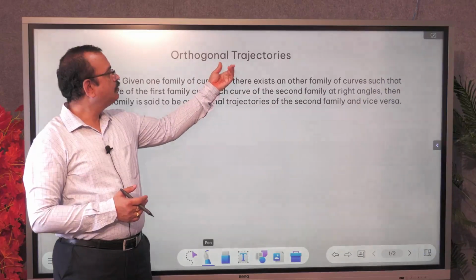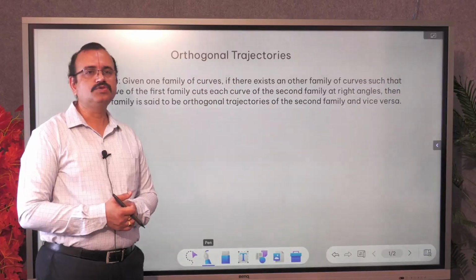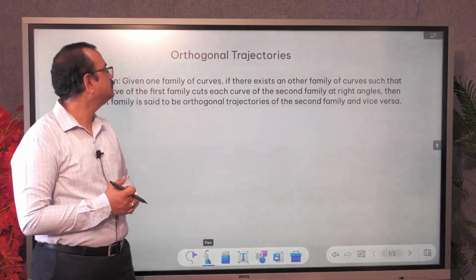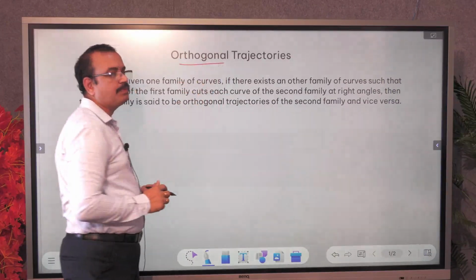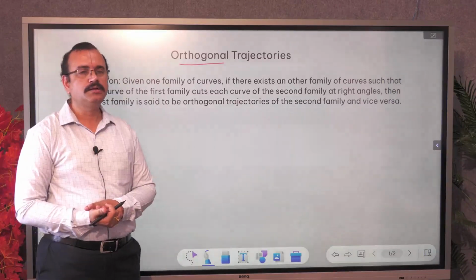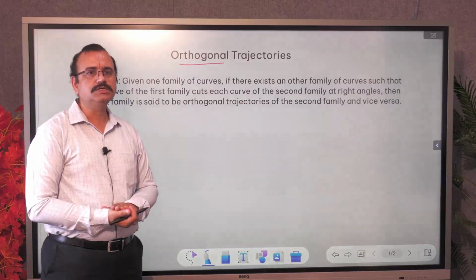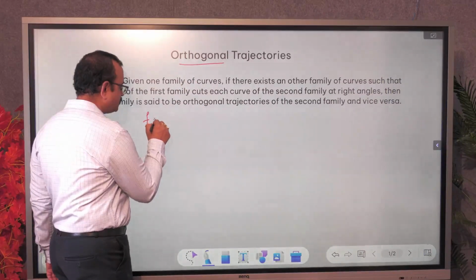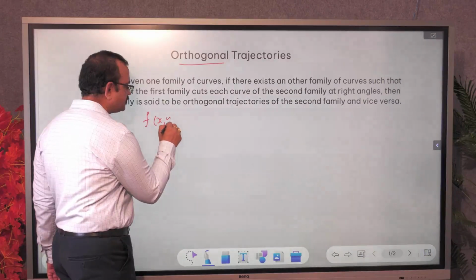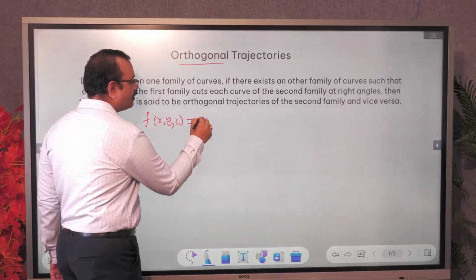Now, what do we mean by an orthogonal trajectory, and how do we find the orthogonal trajectories of a given family? That we will discuss now. By the term orthogonal we know that it means perpendicular, at a right angle. So when do we call something orthogonal trajectories? Suppose one family of curves is given. Suppose f of x, y, c is equal to 0 represents a family of curves.